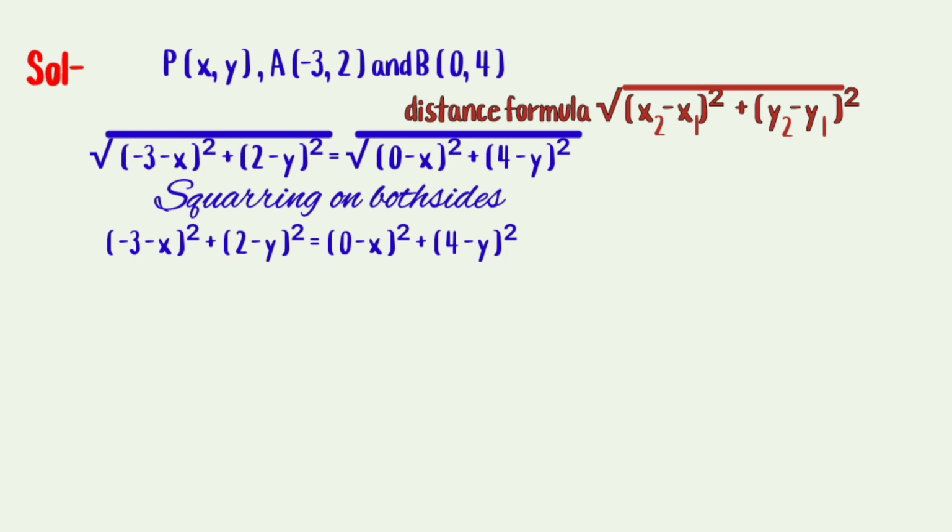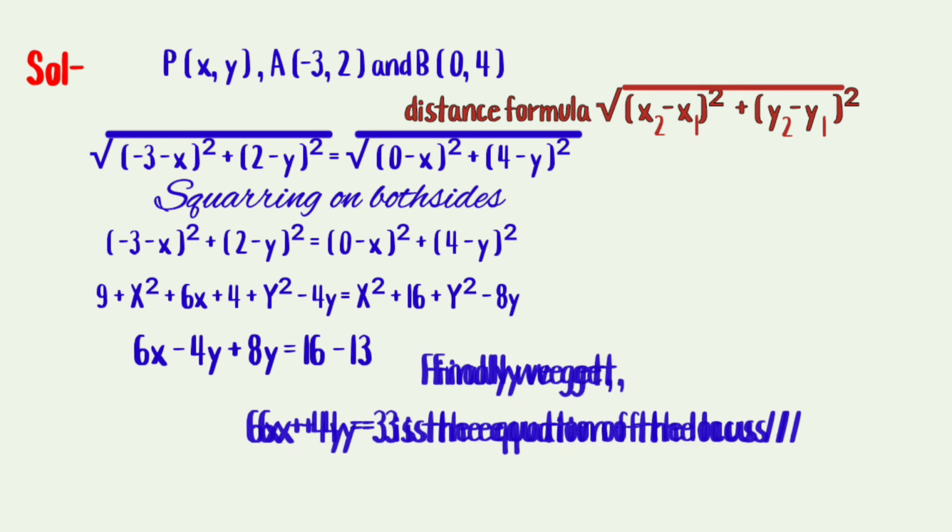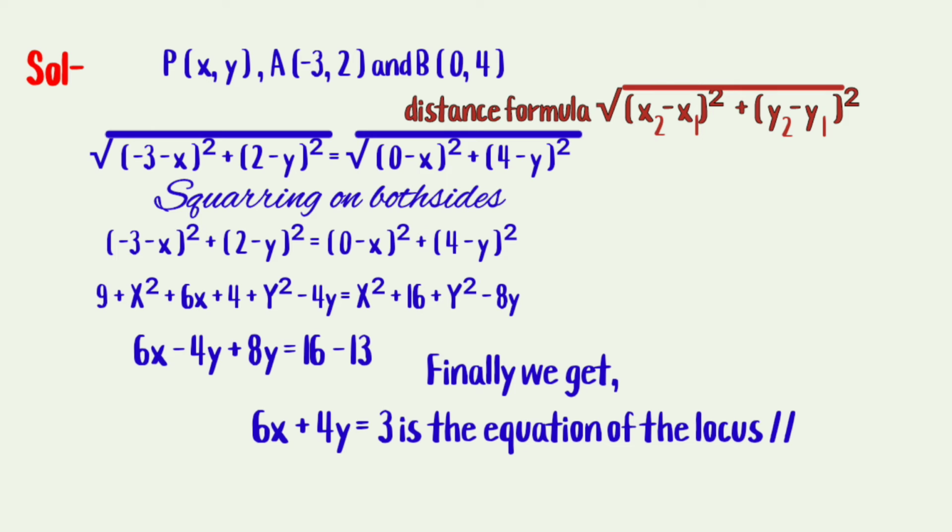Here (3 minus x) whole square is equal to 9 plus x square minus 6x. (2 minus y) whole square is equal to 4 plus y square minus 4y, and (0 minus x) square is equal to x square. (4 minus y) whole square is equal to 16 plus y square minus 8y. We get 6x minus 4y plus 8y is equal to 16 minus 3, where the 8y is taken to the left hand side. Finally we get 6x plus 4y, because of 8 minus 4.